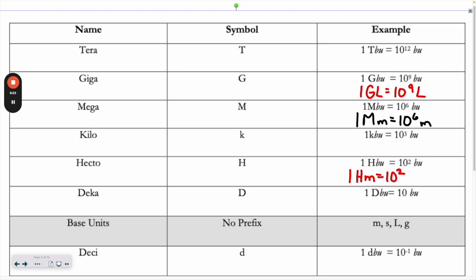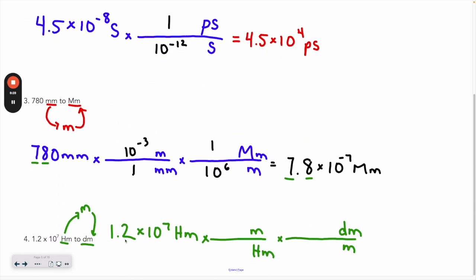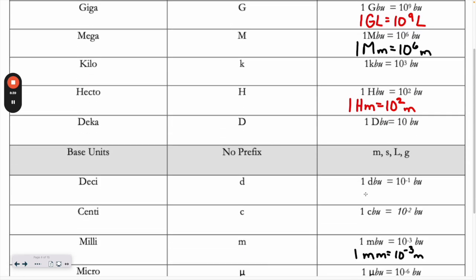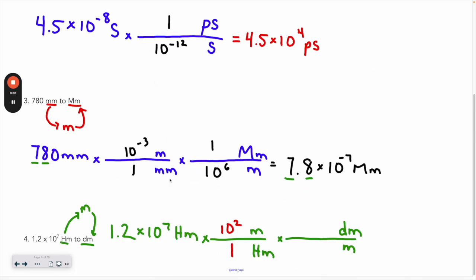So I'm going to plug that in to my conversion. 1 hectometer is 10 to the 2nd meters. And then I got to find the relationship between deci and its base unit. So 1 decimeter equals 10 to the negative 1st meters. Okay, so I'm going to plug that in there. 1 decimeter is 10 to the negative 1st meters.